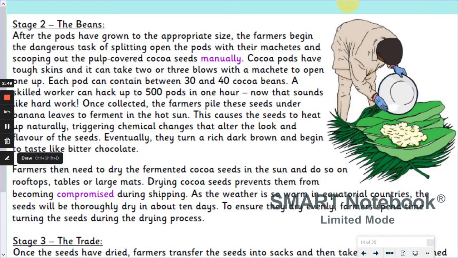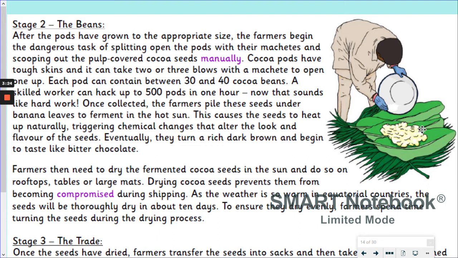After the pods have grown to the appropriate size, the farmers begin the dangerous task of splitting open the pods with their machetes and scooping out the pulp-covered cocoa seeds manually. Manually, this means that they do that by hand, not in a machine. Cocoa pods have tough skins and it can take 2 or 3 blows with a machete to open one up. Each pod can contain between 30 and 40 cocoa beans. A skilled worker can hack up to 500 pods in 1 hour. Now that sounds like hard work.